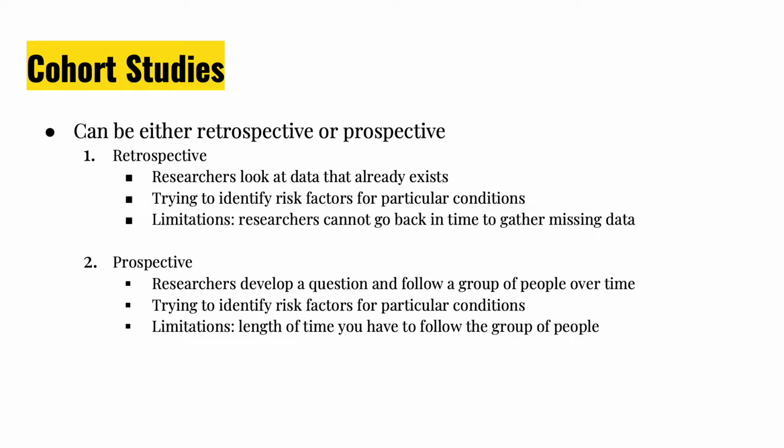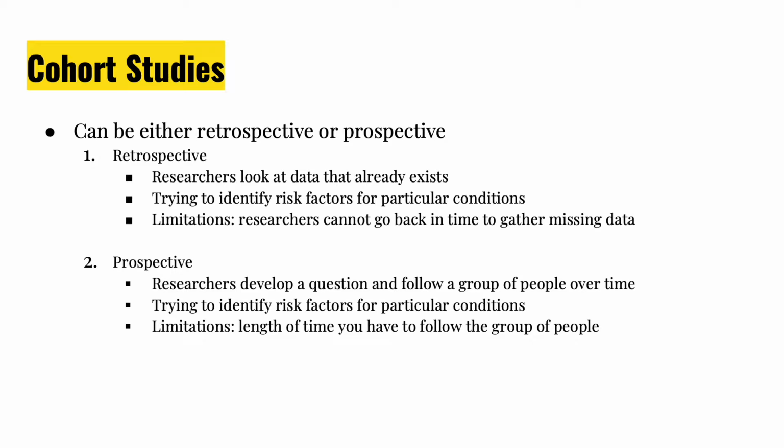Cohort studies are divided into either retrospective or prospective studies. In a retrospective cohort study, researchers look at data that already exists. The participants are selected based on exposure to risk factor, and we're looking for differences in disease outcome. We are trying to identify risk factors for particular conditions. A limitation is that researchers cannot go back in time to gather missing data.